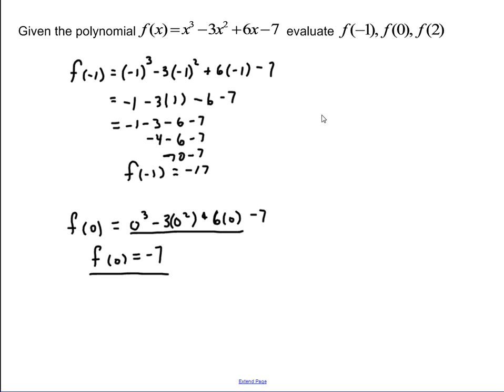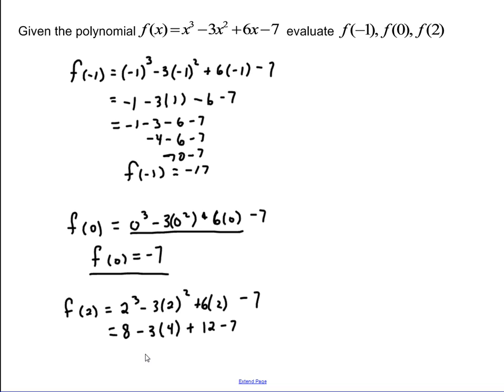One more here. Let's check out f of 2 just to see what happens. Let's work this out. f of 2 is going to be equal to 2 cubed minus 3 times 2 squared plus 6 times 2. That should be a 6 up there, minus 7. And we're just going to carry out all the algebraic steps, of course, in order of operations. We're going to take 2 to the third, giving us 8, minus 3 times 2 squared, which is 4, plus 6 times 2, which is 12, minus 7.